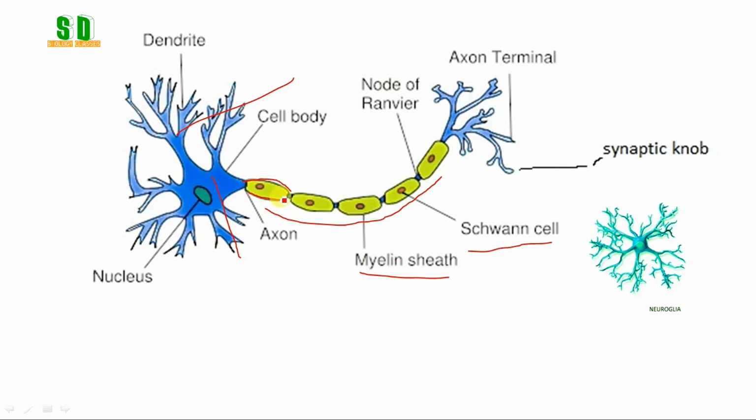The gap between the two myelin sheaths, you can see that the gaps are there, and these gaps are termed the node of Ranvier.